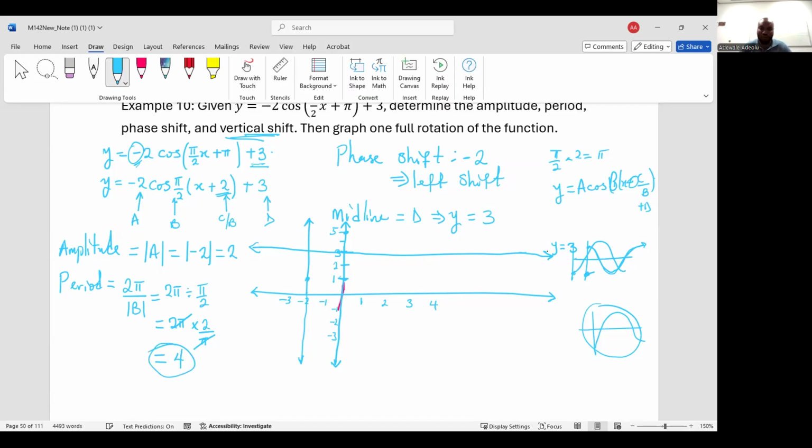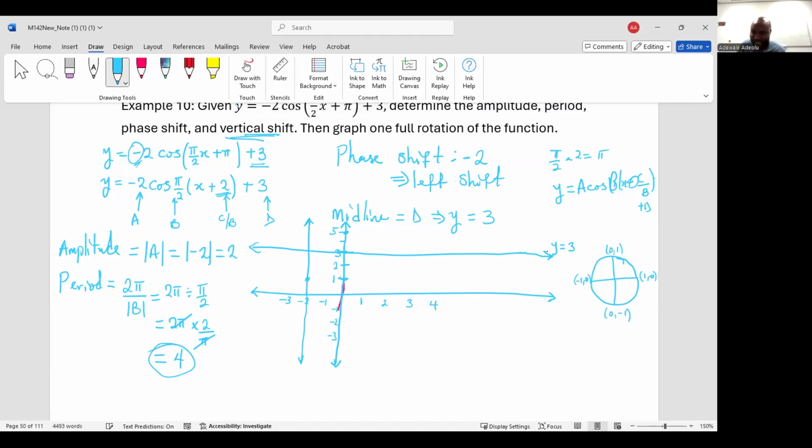Remember that the period is 4. What does that mean? How does that help us? Well, it tells us that it completes one rotation in 4 steps. Let me put it that way. Here we have 1, 0. Here we have 0, 1. Here we have -1, 0. Here we have 0, -1.